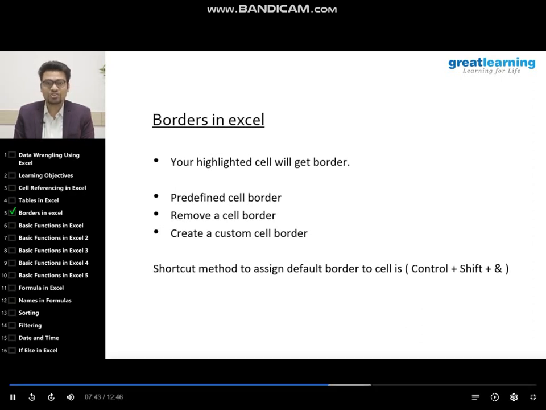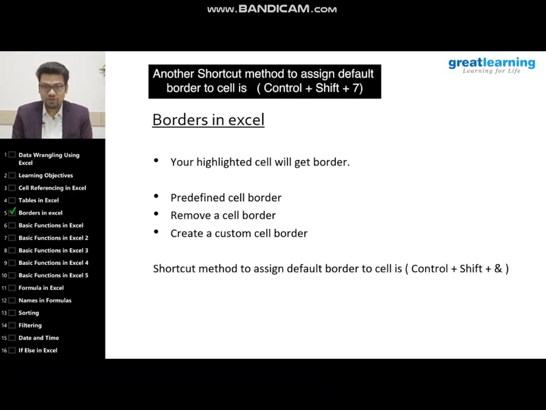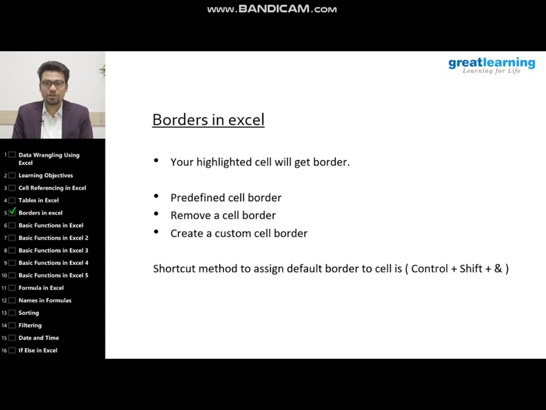By default the shortcut for this would be Ctrl Shift and 7 on your keyboard, but if you want to customize this, you can do that as well, because by default when you add borders, that would be a very thin line around your cell. So if you want to change it to a very thick line, or change the color of that border, you can do that as well. Also if you want to remove that, you can do that by going to the ribbon. So let's try to see this in Excel.